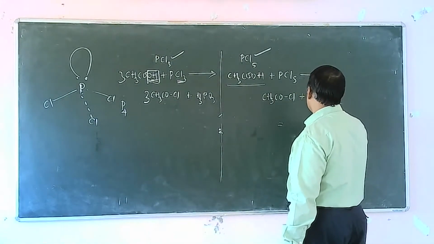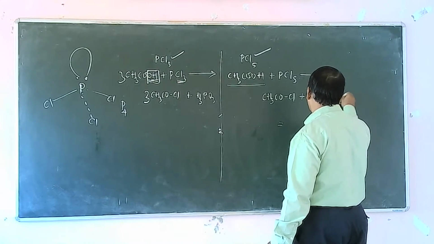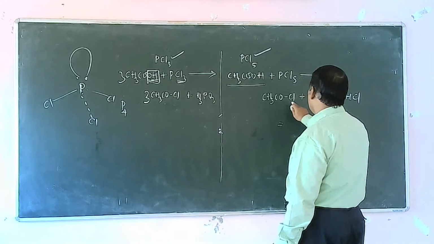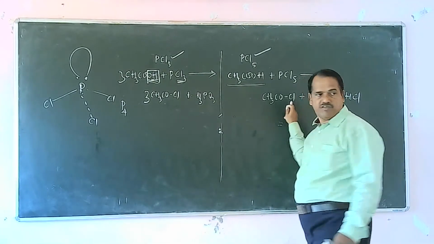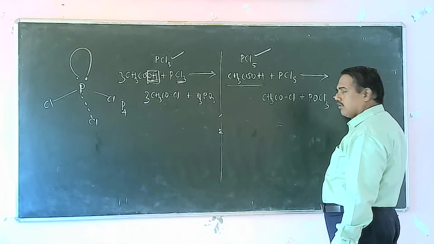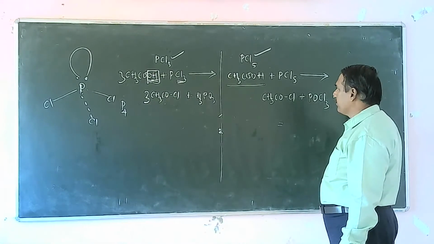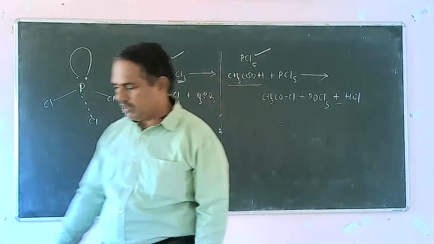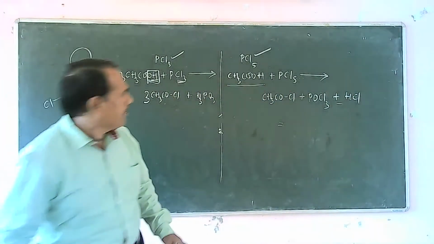Now, you will get POCl3 plus HCl. So one chlorine atom is here, and the other 3 chlorine atoms, and the other 1 chlorine. Are you clear? Just check the balance in the equation. You have to be particular about the balance of the equation.